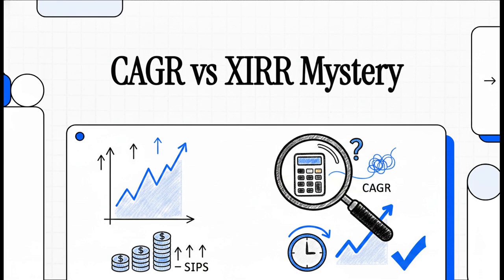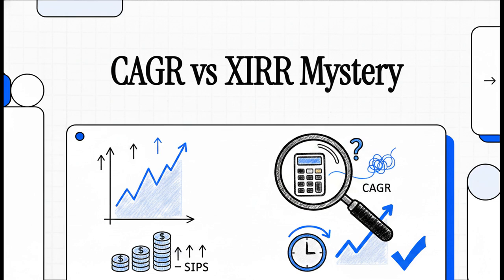I'm talking about something that has probably confused absolutely every single one of us at some point on our investing journey. You know the feeling, right? You log into your mutual fund dashboard, you look at the returns, you look at the money you put in, and you just feel like the math doesn't add up. It's like your portfolio is playing tricks on you. Well, you are definitely not alone in feeling that way.